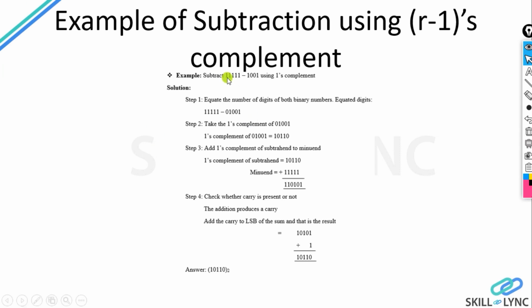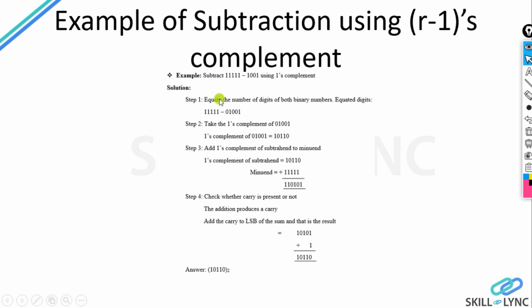So here the question is 11111 minus 1001 using 1's complement, which means it is a binary number system. First of all, equate the number of digits. If there are fewer digits, put a 0 again. Now the number of digits are equated. Now take the 1's complement of the second number. Why 1's complement? Because the question says 1's complement. If it is 7's complement, you will take the 7's complement of the second number. If it is 9's complement, you will take the 9's complement of the second number. If it is 15's complement, you will take the 15's complement of the second number.